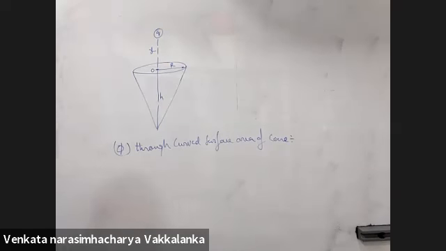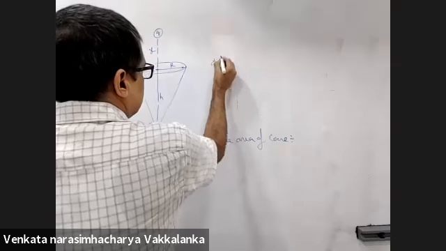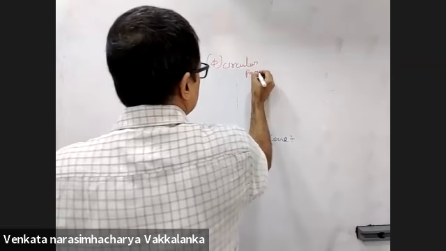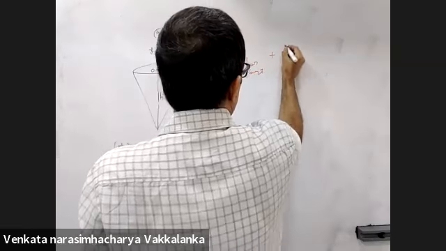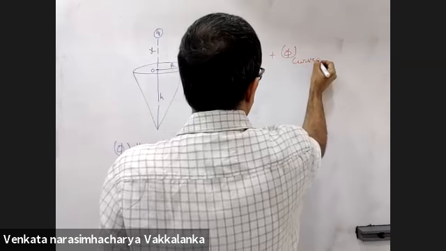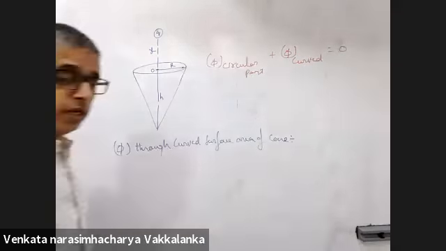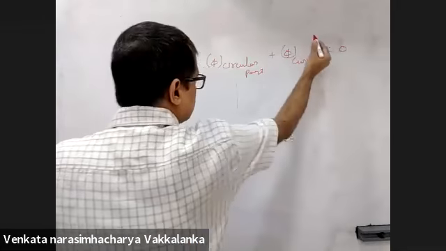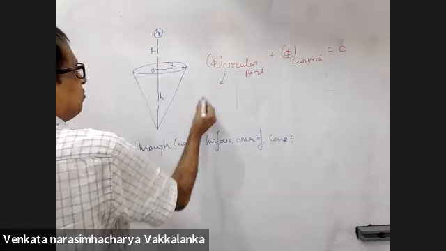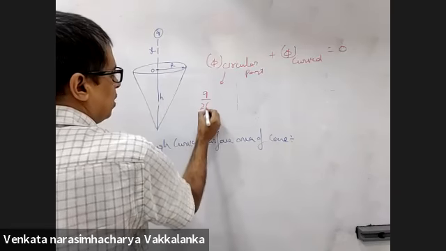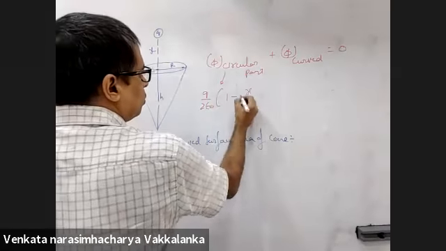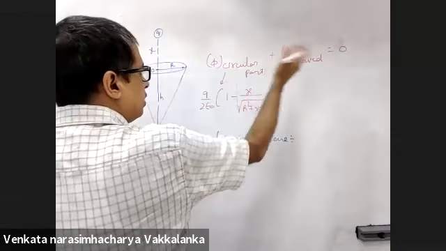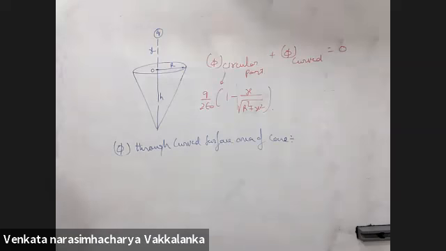The concept is the same here as well. Flux through the circular part plus flux through the curved surface, both put together should be 0. You are asking me flux through this. I can calculate the flux through this. This is q by 2 epsilon naught into 1 minus x by root over r square plus x square. Take this to the right, I will get the answer for this.